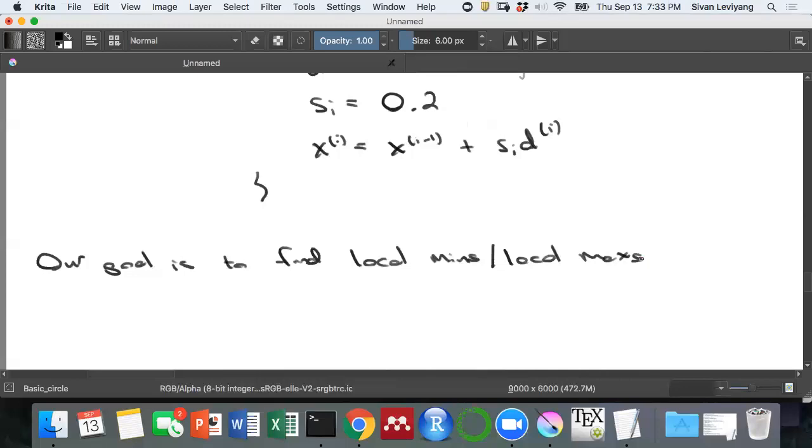But what we will talk about is that there are certain classes of functions, the convex functions, where if you find a local min, it's the global min. So the short answer to your question is we can only guarantee local mins or maxes, but we will talk about it a lot more.